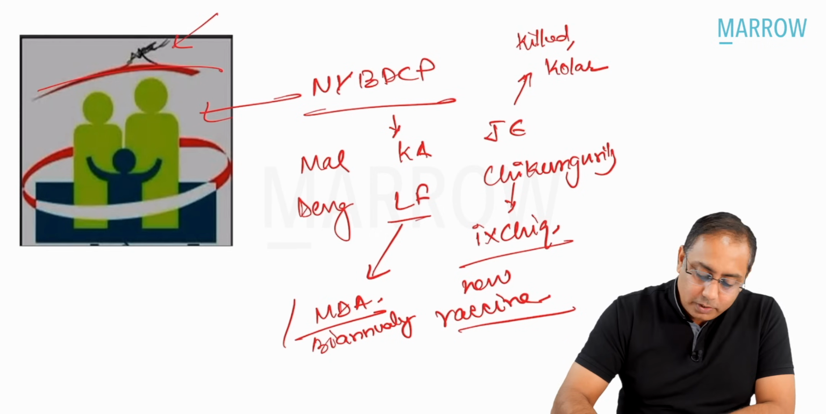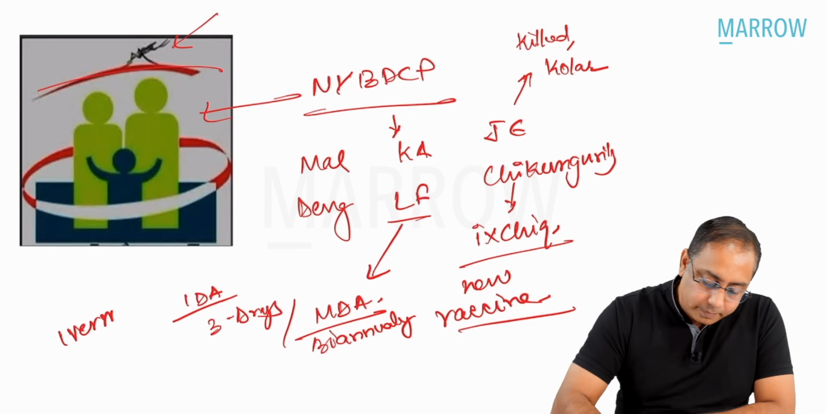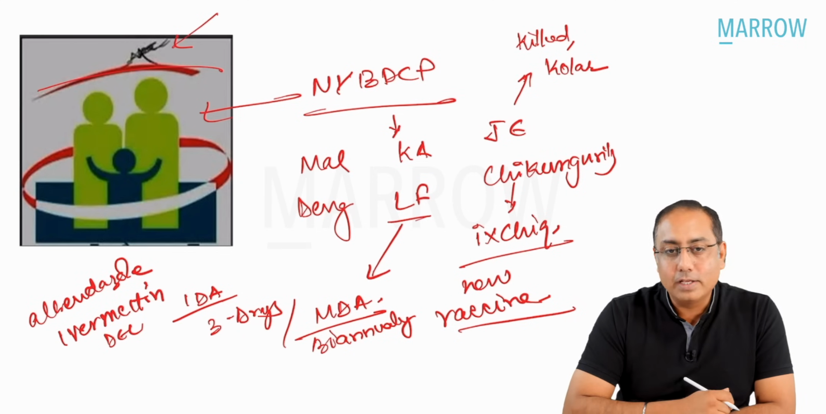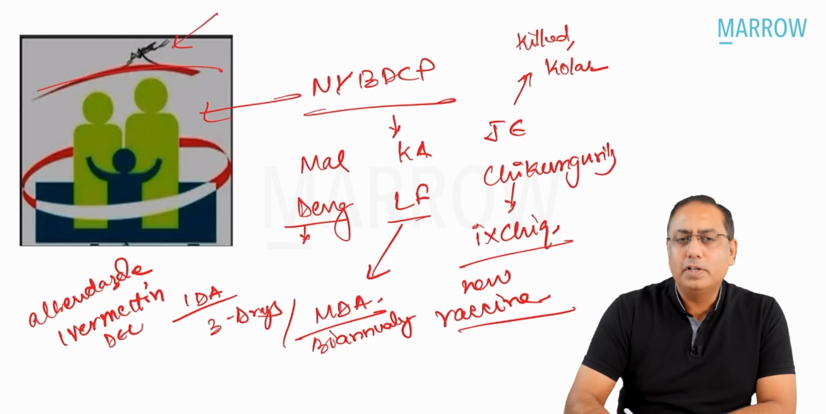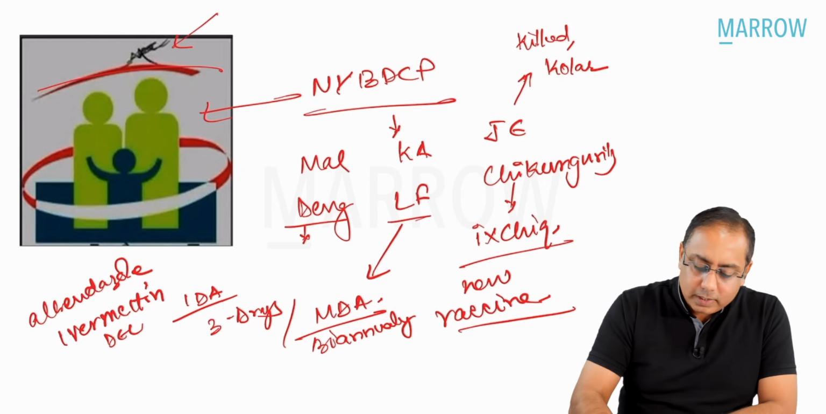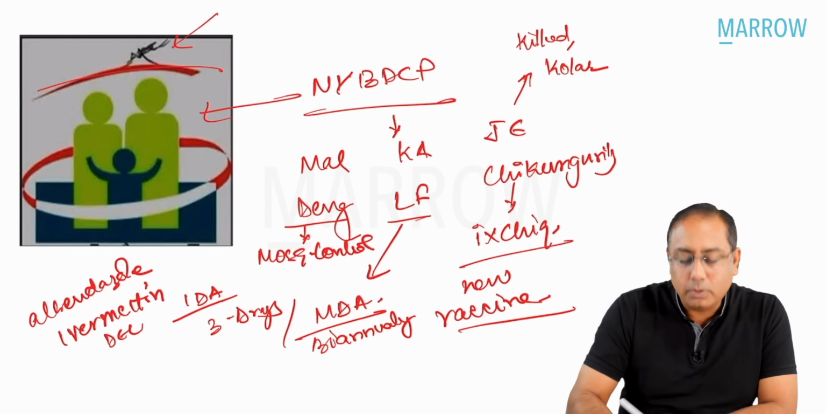How many drugs do we use? We use 3 drugs. Which 3 drugs? IDA. Ivermectin, DEC, and albendazole. For dengue, there is no specific prevention. We just have to prevent household collection of water. It is primarily based on mosquito control.